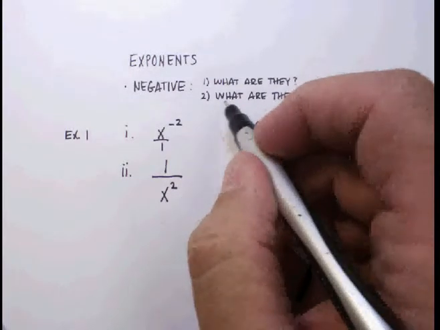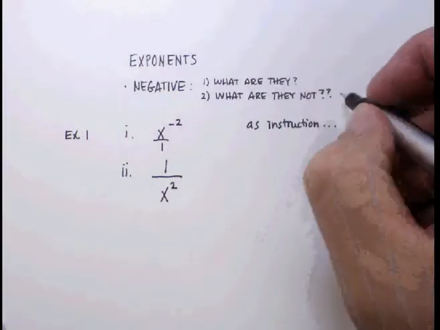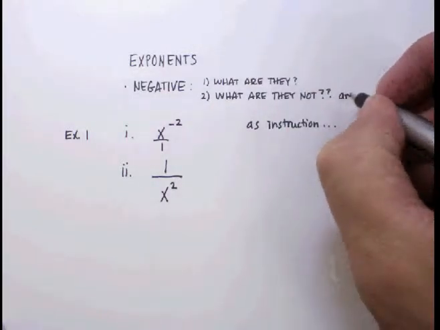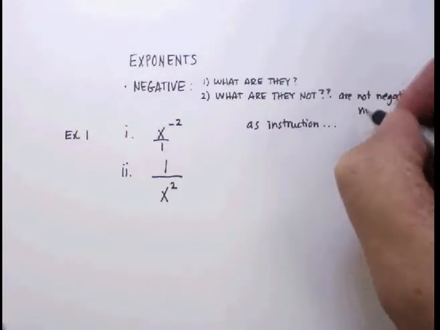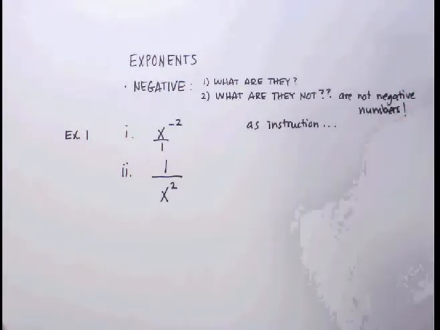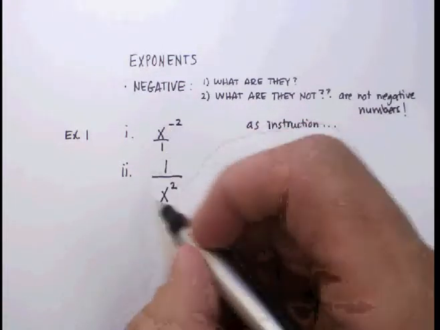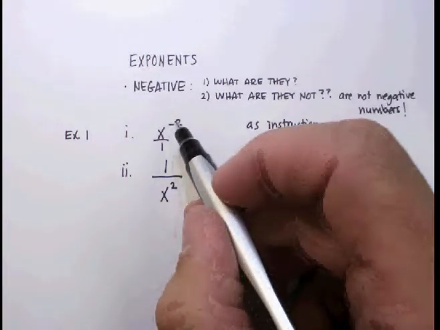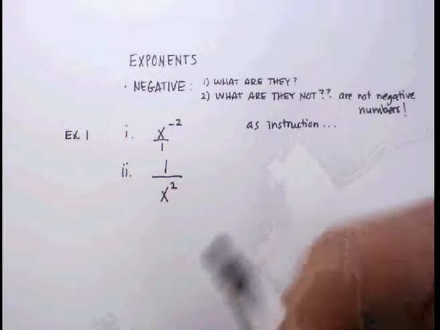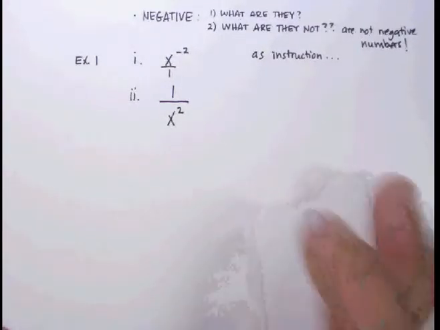So this leads us to the second question. What are they not? Well, negative exponents are not negative numbers. I'm not saying multiply it by a negative 2 or something. It's just basically a direction. So 1 over x squared is not a negative number. Again, think of negative exponents as an instruction, like telling you to do some directions. Let's do a couple of problems, actually. That might help clear up some of the confusion you have about this.